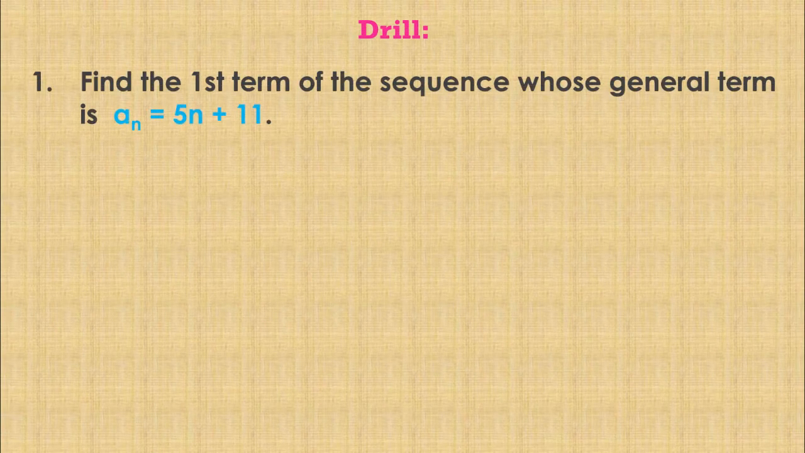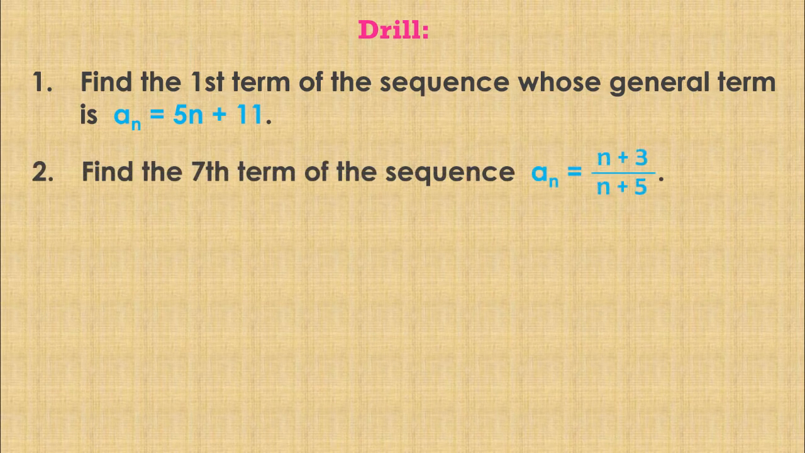Let's have a drill. Number 1. Find the first term of the sequence whose general term is a sub n equals 5n plus 11. 2. Find the seventh term of the sequence a sub n equals (n plus 3) over (n plus 5).